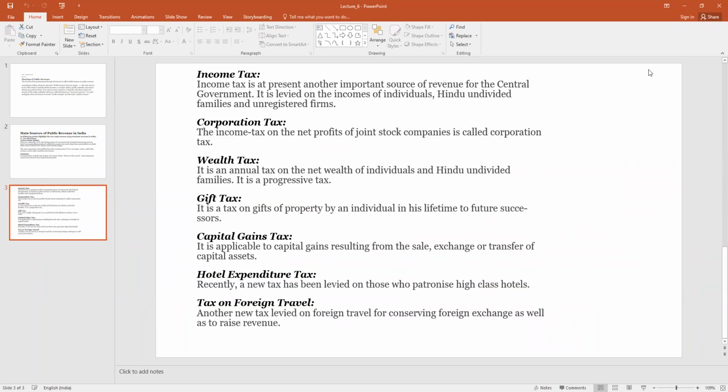Then we have started the other kinds of taxes, especially the sources of revenue, and the main one is the income tax. At present, income tax is one of the important sources of revenue for the Union Government of India. It is levied on the incomes of individuals, Hindu undivided families and unregistered firms. Income tax is levied on individuals earning income from salaries, or from profits of doing any kind of small or big economic activities.